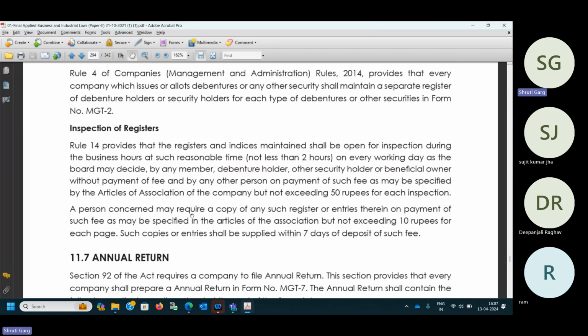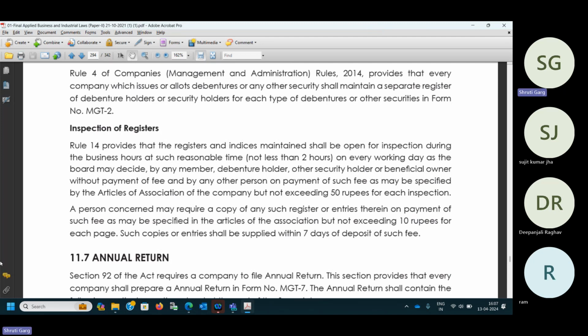Now, a person concerned may require a copy of any such register or entries therein on payment of such fees. A person may require a copy of such register or entries by making payment of such fees as may be specified in the articles of association, but not exceeding 10 rupees for each page, and such copies or entries shall be supplied within 7 days of deposit of such fees. He may take a copy.